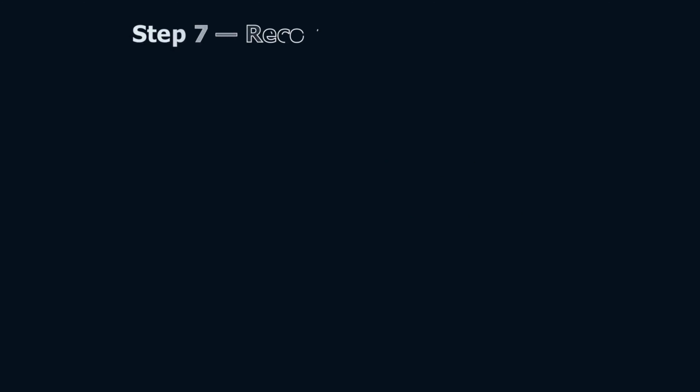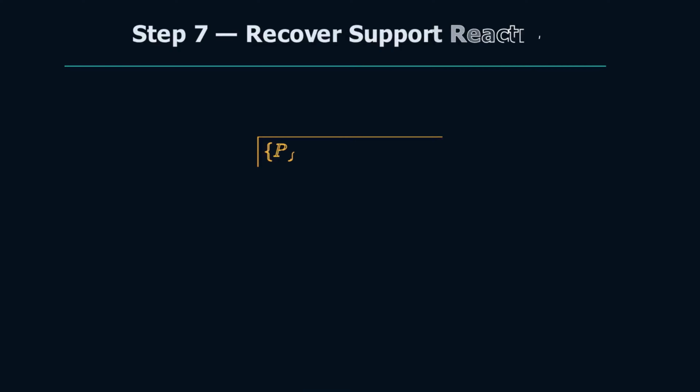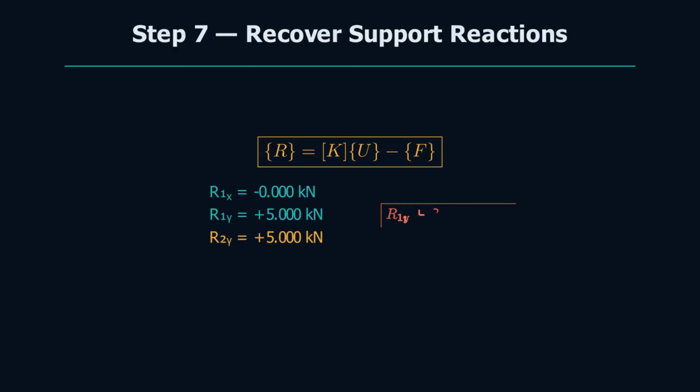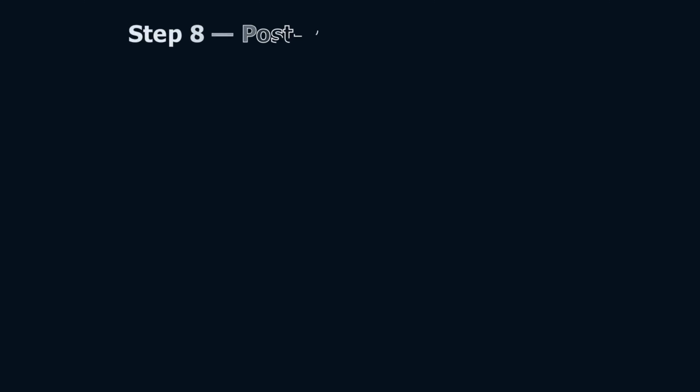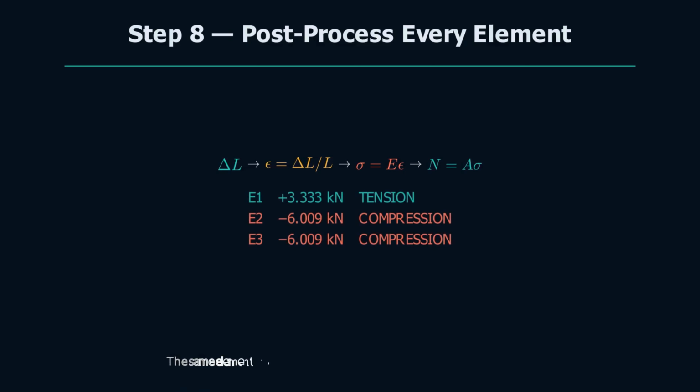After solving the displacements, the support reactions are recovered from the original full global equation. The two vertical reactions are 5 kilonewtons each, and the horizontal reaction is 0. The solver is not complete until the nodal solution is converted into physical member response. For this truss, the bottom member carries 3.333 kilonewtons in tension, while the two inclined members carry approximately 6.009 kilonewtons each in compression.